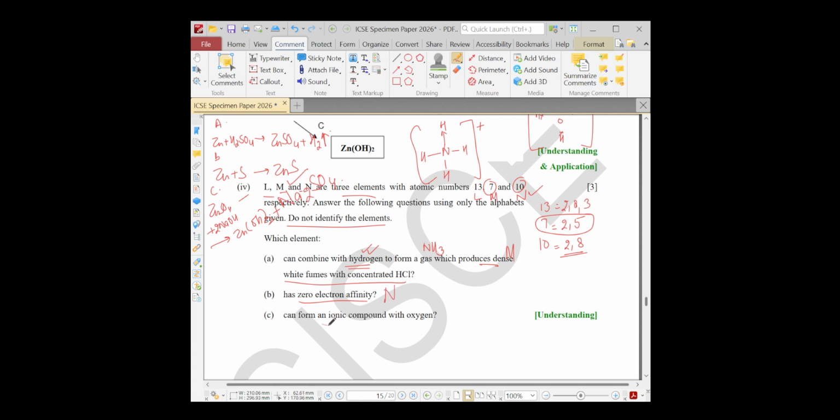Now can form ionic compound with oxygen. Out of these, this is the one that can lose electrons and is going to form a cation. So this is going to combine with oxide. So this is L. So the element L is there. Now you have to identify them as such. Do not try to decode them.